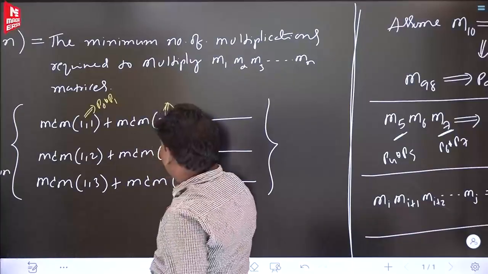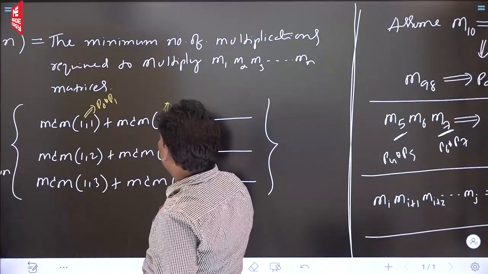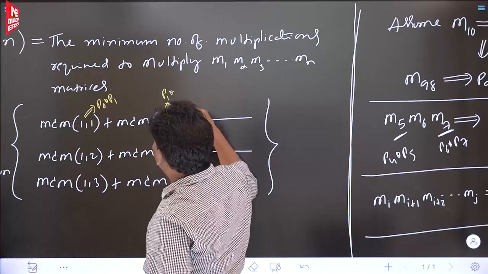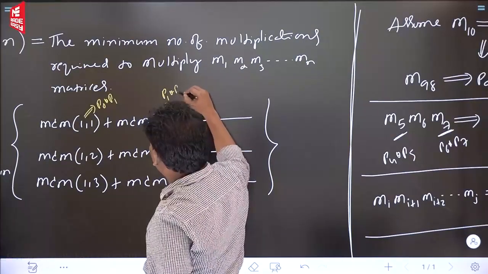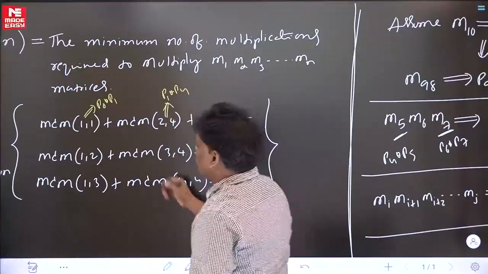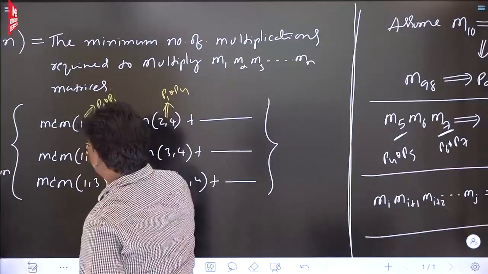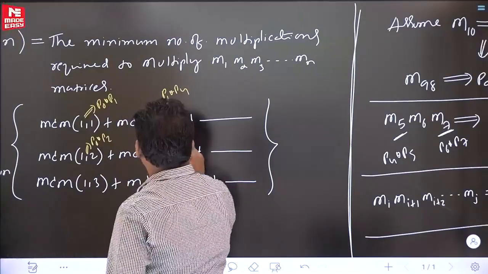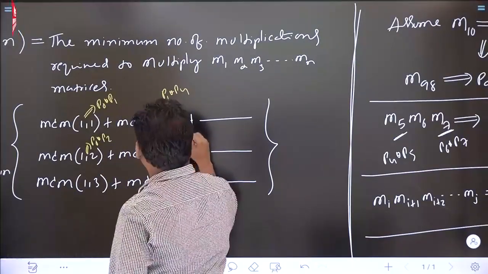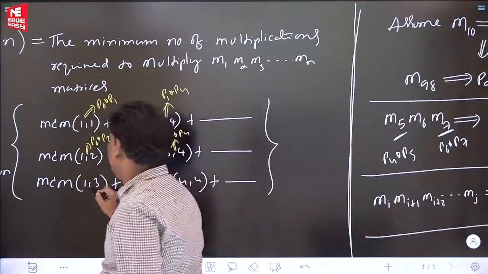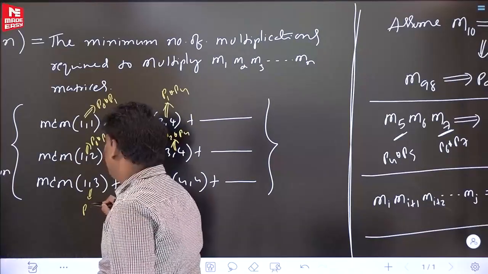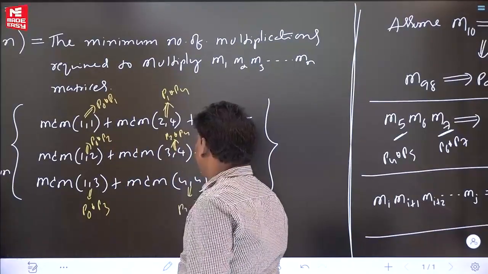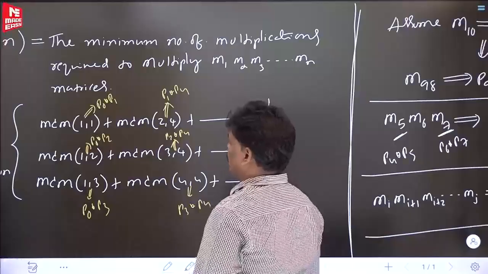Can you help me now? See what is this one? M2, M3, M4. M2, M3, M4 rows how many? Columns how many? Right? M2, what is meaning? P1. Next one, M4 means what? Columns P4. Same way here. What is the resultant matrix here? M1, M2 resultant matrix P0, P2. This one resultant matrix P2, P4. This one P0, P3. This one P3, P4. Right, like that.